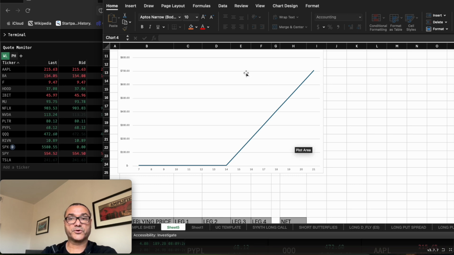I'm long the 14 put. I'm long 100 shares of the stock. Again, at prices 14 or below, I'm flatlined when the underlying goes down. And at 14 or above, this increases in value. So this is owning a put and owning the stock. In this case, that is being synthetically long a call from 14.